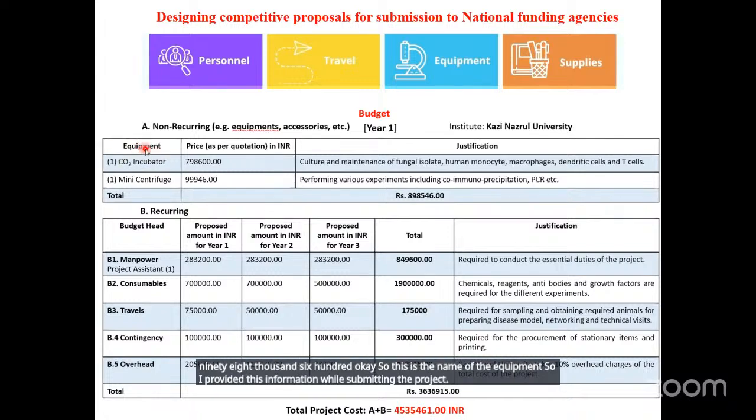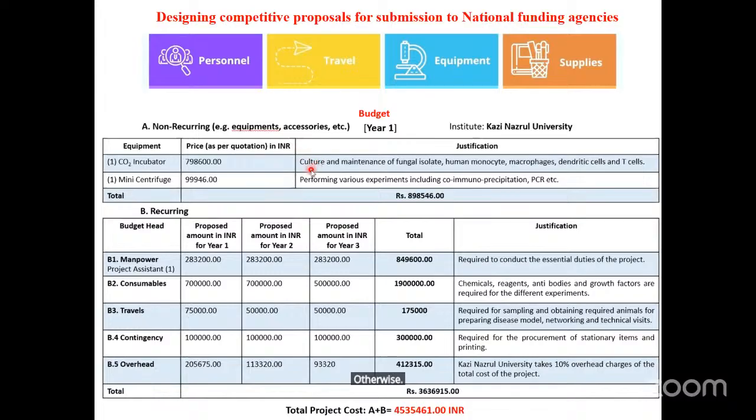So name of the equipment, then price in INR. Then if it is an important machine, either you can write in INR or you can write in foreign. But I will suggest, if you are submitting a proposal from India, always write in INR. Otherwise, that may create confusion. So you need to provide a justification.